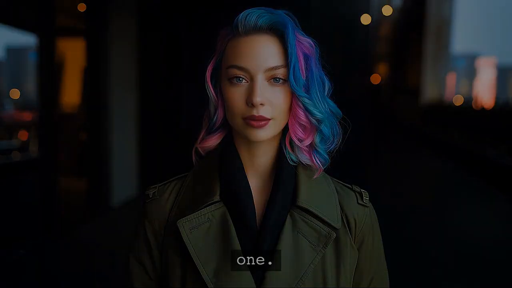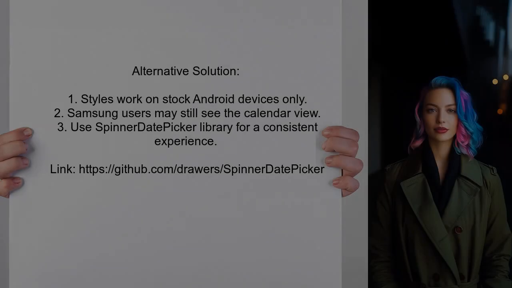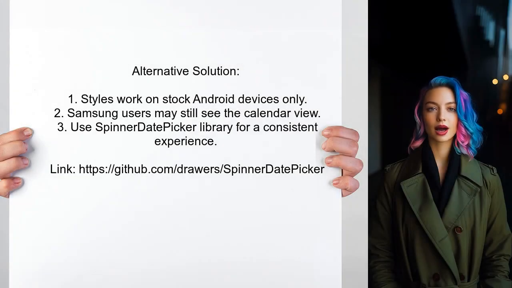Let's explore another one. One user points out that using styles to switch to spinner mode only works on stock Android devices like Pixel or Motorola. They found that Samsung users still faced issues with the calendar view, making it hard to change the birth year. As a solution, they recommend using a library called Spinner Date Picker, which provides a consistent spinner picker across all devices.